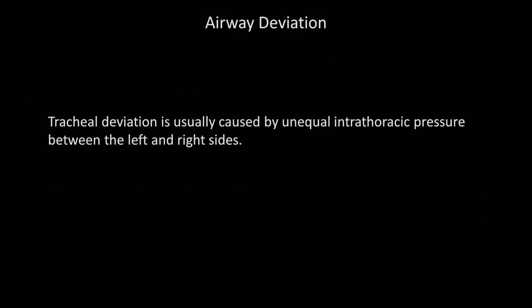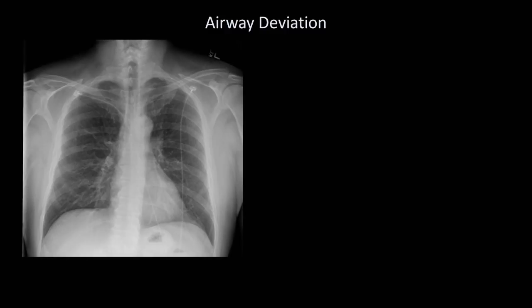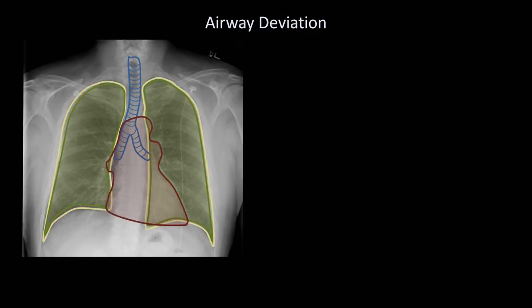When it comes to airway deviation, deviation of the trachea is usually caused by unequal intrathoracic pressure between the left and the right sides. Let's look at an example. We'll start off with a normal chest x-ray and superimpose an outline of the airways, the heart, the lungs, and around the lungs, the pleura.